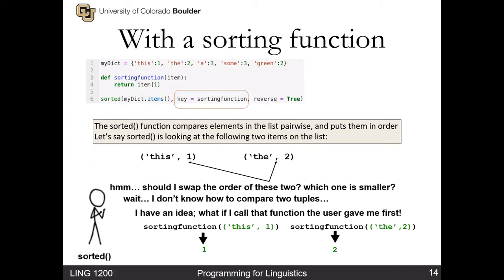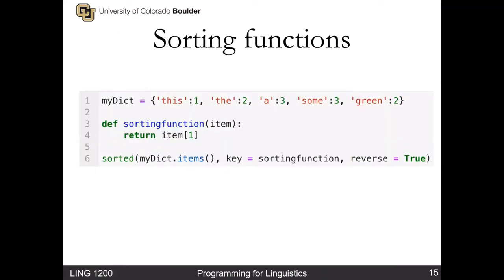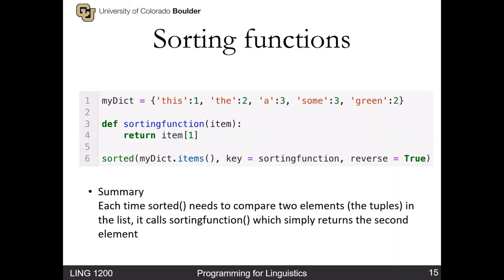So now sorted has these 2 elements. It knows what to compare, and it's going to compare that element that was returned by the sorting function, which it called, and know that 1 is smaller than 2. So in this case, we don't need to swap anything out. So that's what's going on behind the scenes with this key argument. And that's why we have to define a function that simply returns something.